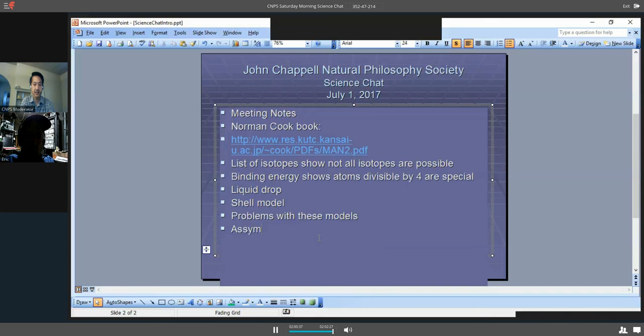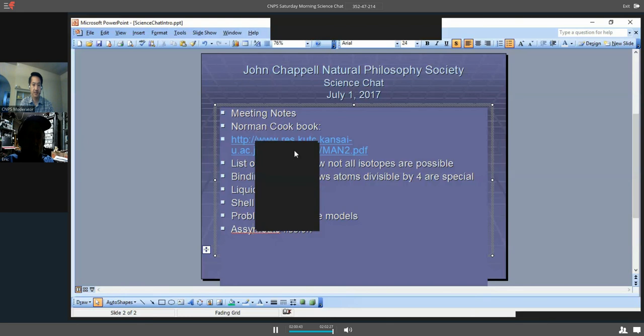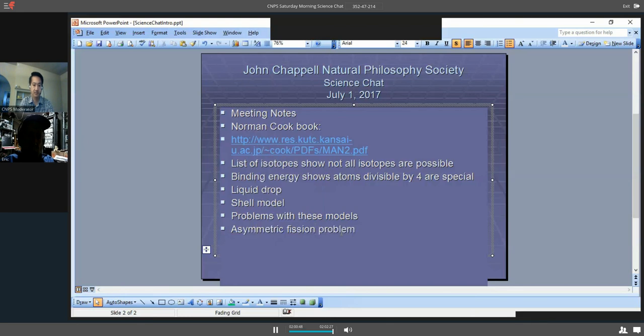The other problem we looked at was the asymmetric fission problem. So I would invite you, if you haven't looked at the book, to continue looking at it some more. That gives us some interesting data to try and consider.